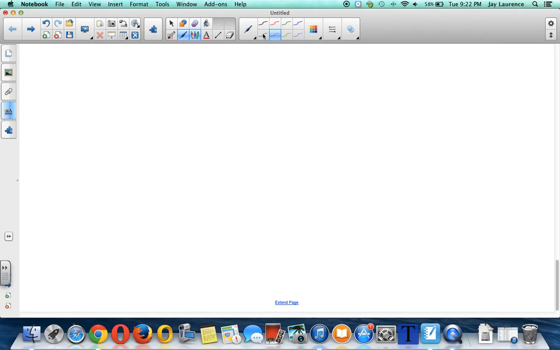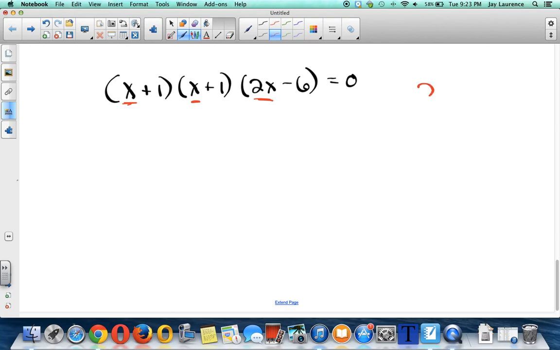Okay, now, what if you had something like this? How about x plus 1 times x plus 1 times 2x minus 6? Okay, I don't know if you can tell yet, but if I multiply x times 2x, I'm going to get 2x cubed. Therefore, this is a cubic, right? Max number of solutions is 3. But we're not going to get 3 distinct solutions on this one. Watch what's going to happen.